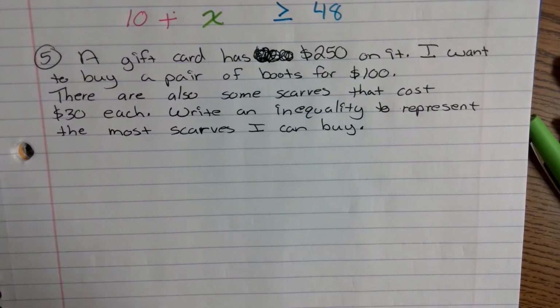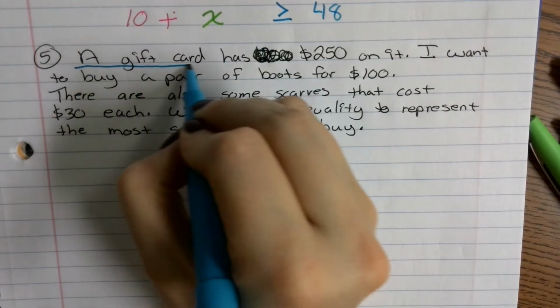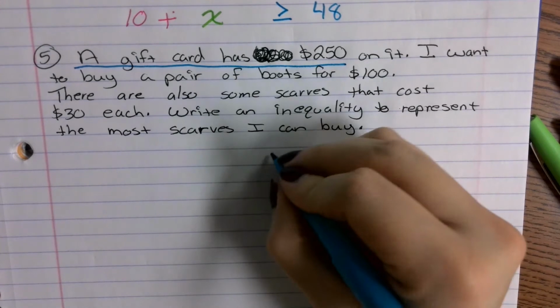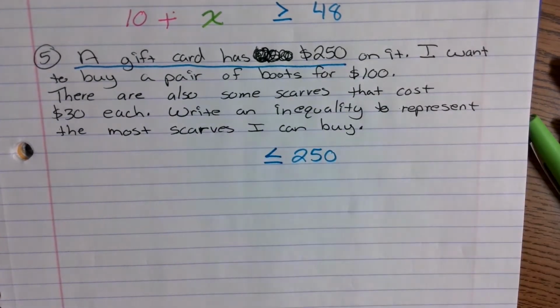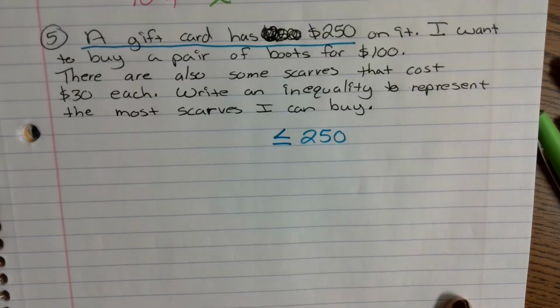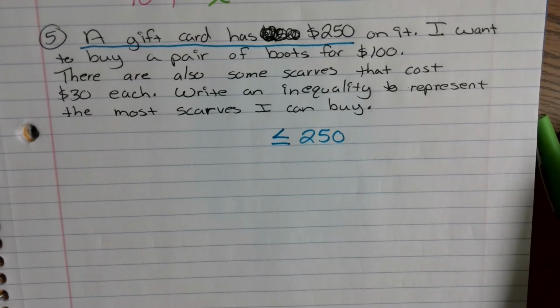If you're going to use only your gift card, then your purchase has to be less than or equal to the amount that's on the gift card. That's just a natural idea for an inequality. It has to be less than or equal to 250 because it is a gift card. You can't exceed your gift card limit. Now, from there, I want to buy a pair of boots for $100 and I want to buy some scarves that are $30 each. What's my constant?